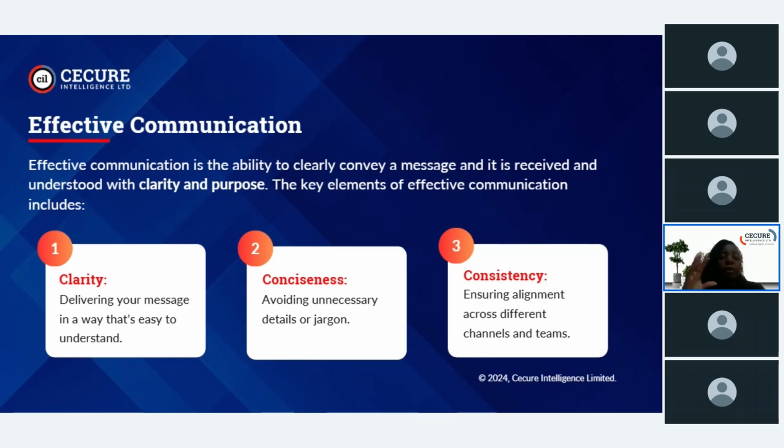So when we talk about conciseness, you are going straight to the point, avoiding unnecessary details or jargon, just hitting the nail on the head. What are you trying to say? Just go straight to the point. You want to be concise when you're communicating. You don't want to beat about the bush while someone is reading your message and still trying to think, oh, what's this person trying to say? Is this person trying to say this?